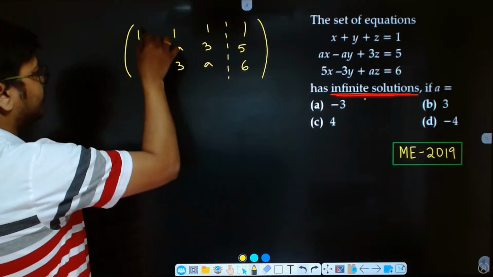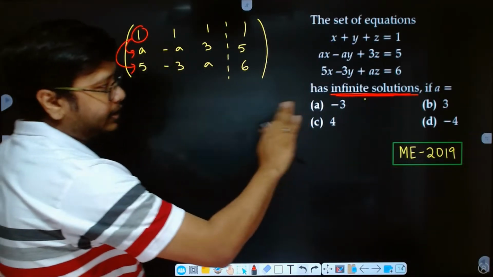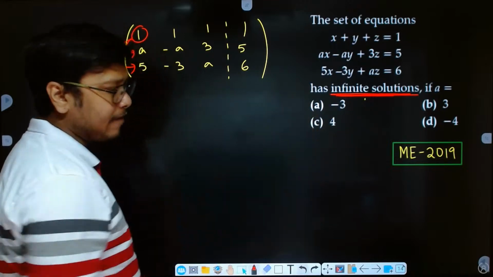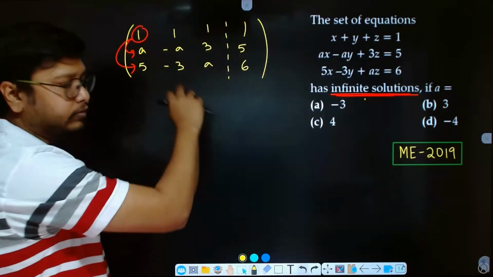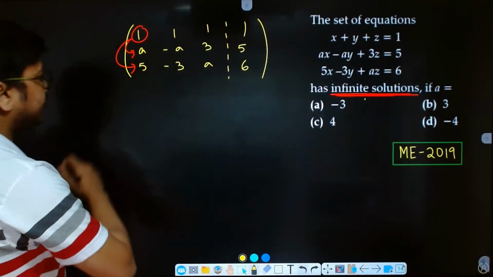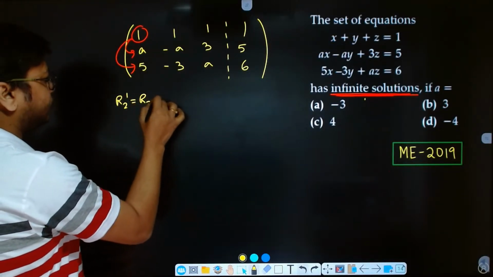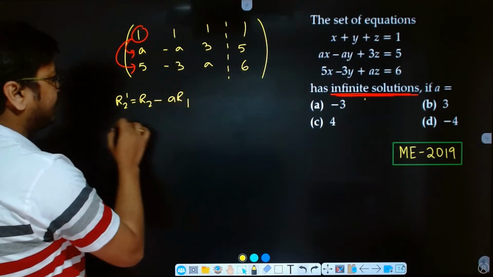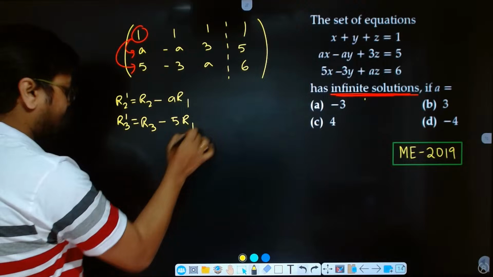So the very first thing we'll do with the help of this one, we'll make this position and this position 0, and also keep an eye on the values. At any point, if this becomes easy, we'll try to put the values from the options and see what is happening. Okay. So we want to do R2' = R2 minus A times R1, and R3' = R3 minus 5 times R1. Okay.